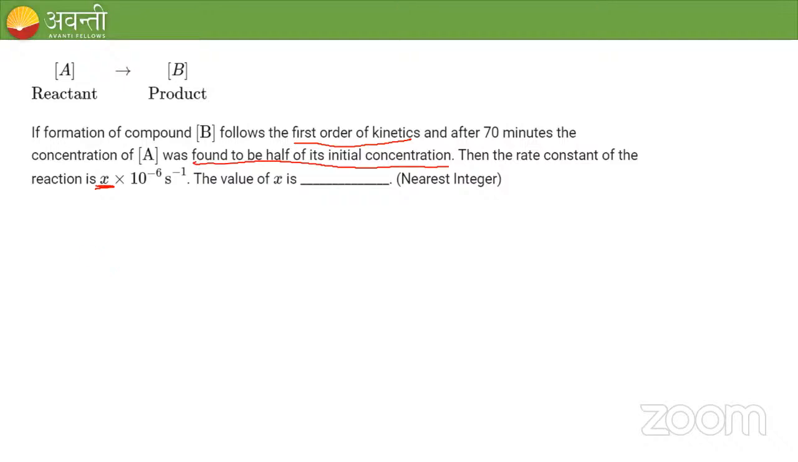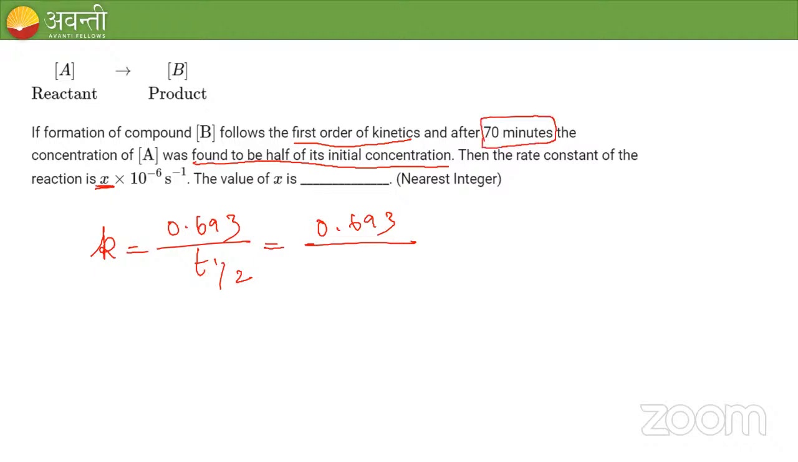So I can use the half-life formula, which is K is equal to 0.693 divided by t half, which is equal to 0.693 over the half-life of 70 minutes. But we have to find out the answer in terms of seconds. So each minute contains 60 seconds. So 70 minutes means 70 into 60.